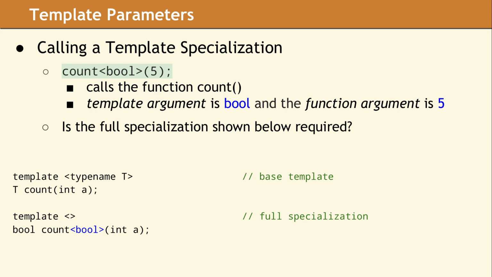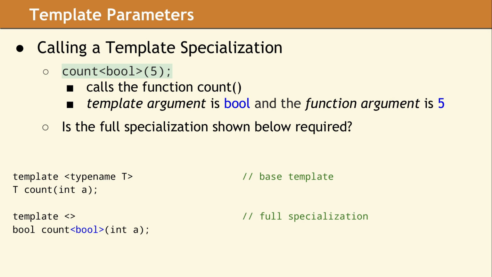The question we're asking is if this call required the full template specialization. We have 2 template declarations to consider. The first declaration is called the base template, which can be instantiated with any data type for t. The second declaration is a full specialization and is called only in the case when t is exactly the data type bool. Since type bool in the specialization matches the template argument supplied in our function call, the full specialization will be used.